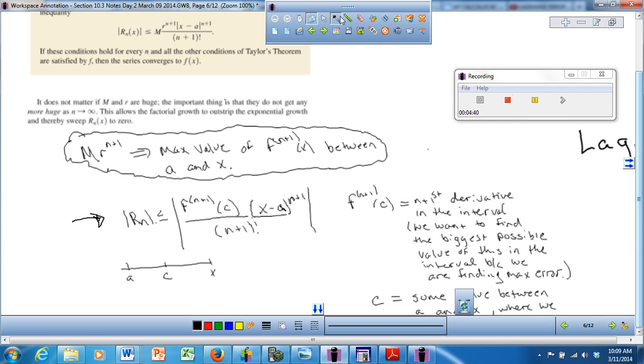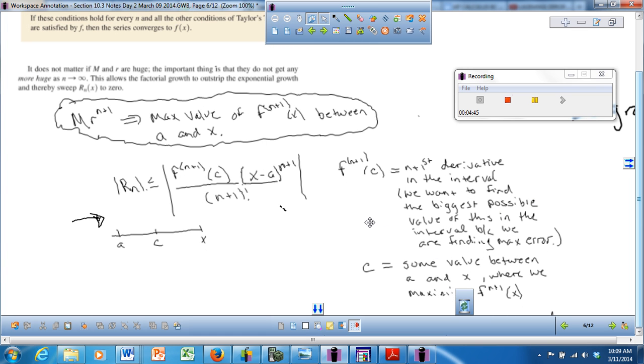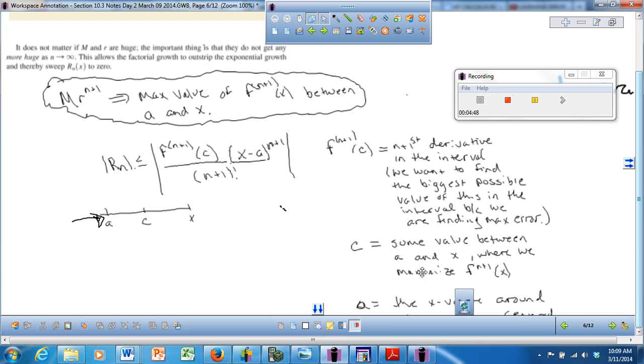All right, so that is the n plus first derivative at c. Now this value of c is going to be some value between a and x where the maximum derivative occurs. All right, remember a is where our series is centered, where we shifted it. X is the value that we're interested in. All right, so we may have a series that is centered around 1, but we're interested in f of 1.2. So that 1.2 would be our x value. And c is going to be somewhere in that interval, and it has to be the place that makes the derivative the highest.